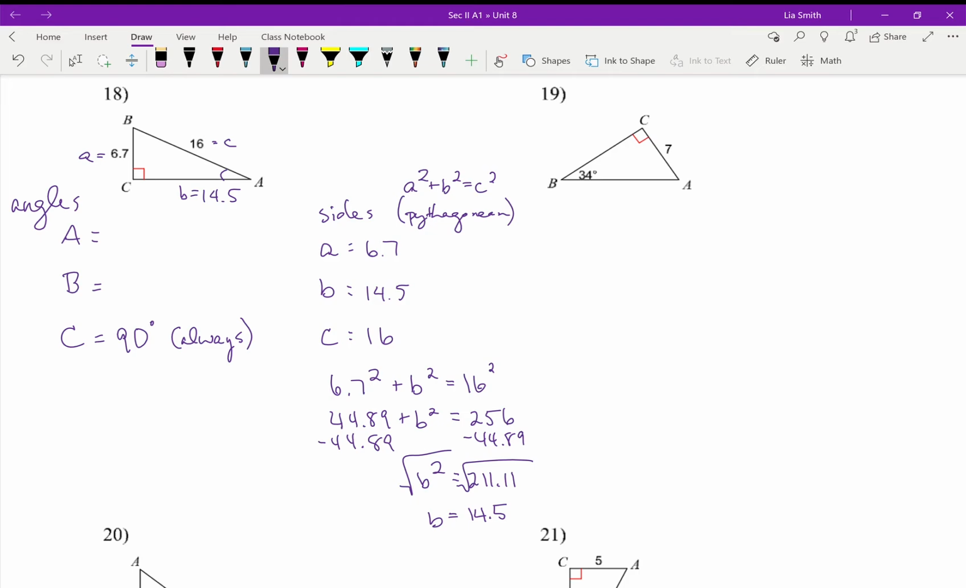So since I have all 3 sides, does it actually matter what trig function I choose? No. I typically will choose sine just because that's like the first one you learn. So if I'm trying to find sine of A, I take the opposite of A, which is 6.7, over the hypotenuse, which is 16. And we just learned what's the inverse of sine? Inverse sine. So I do the inverse sine of 6.7 over 16, and that's going to give me A. Type that in, and I end up with A equals 24.